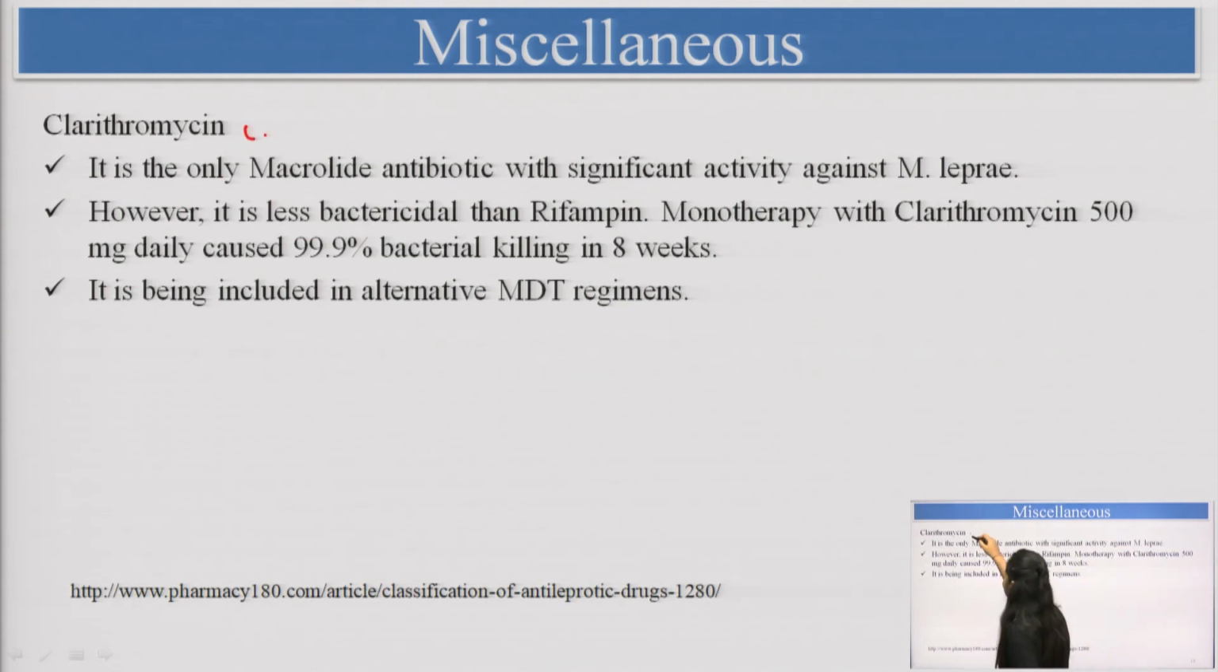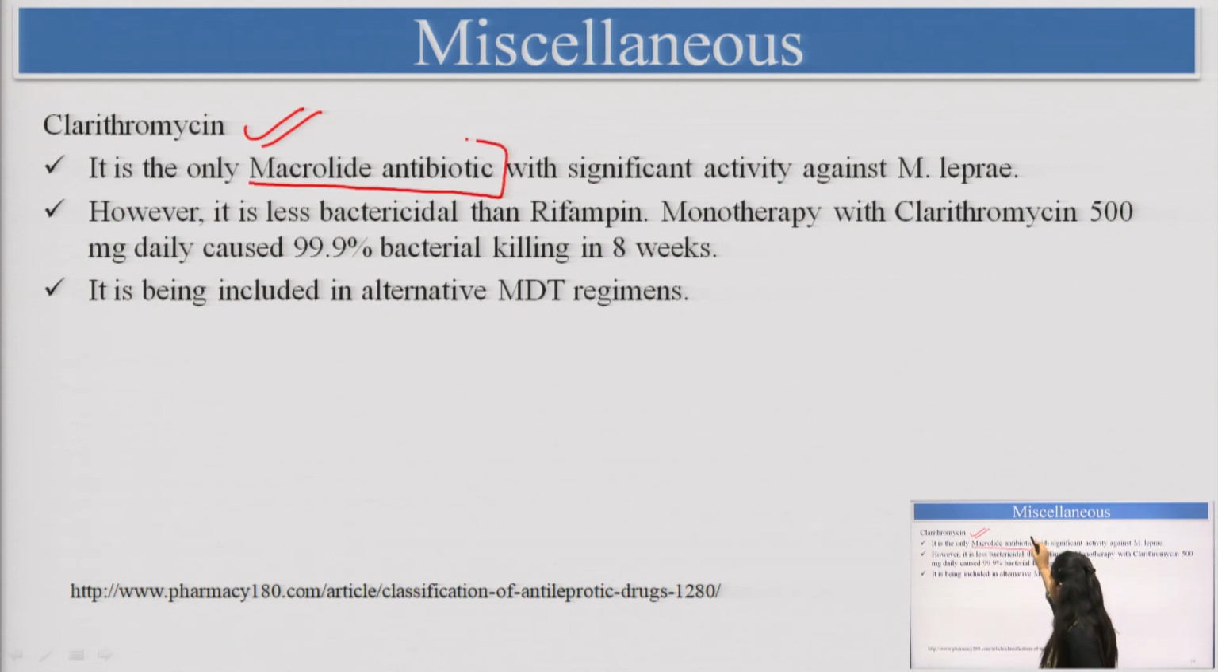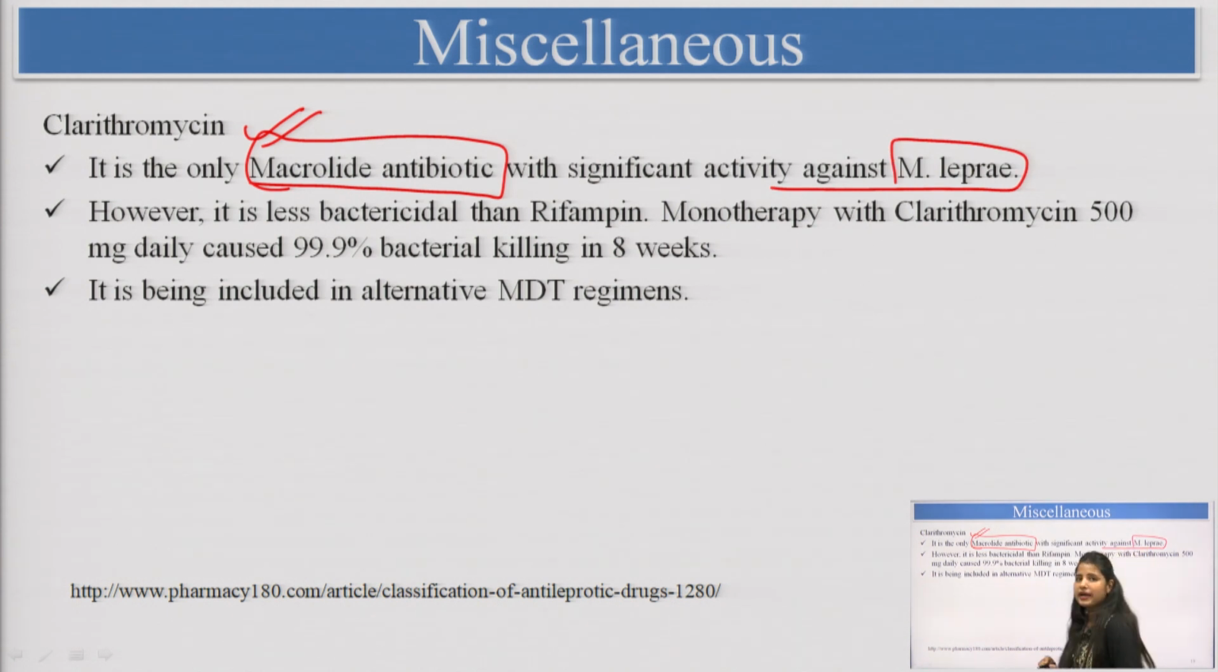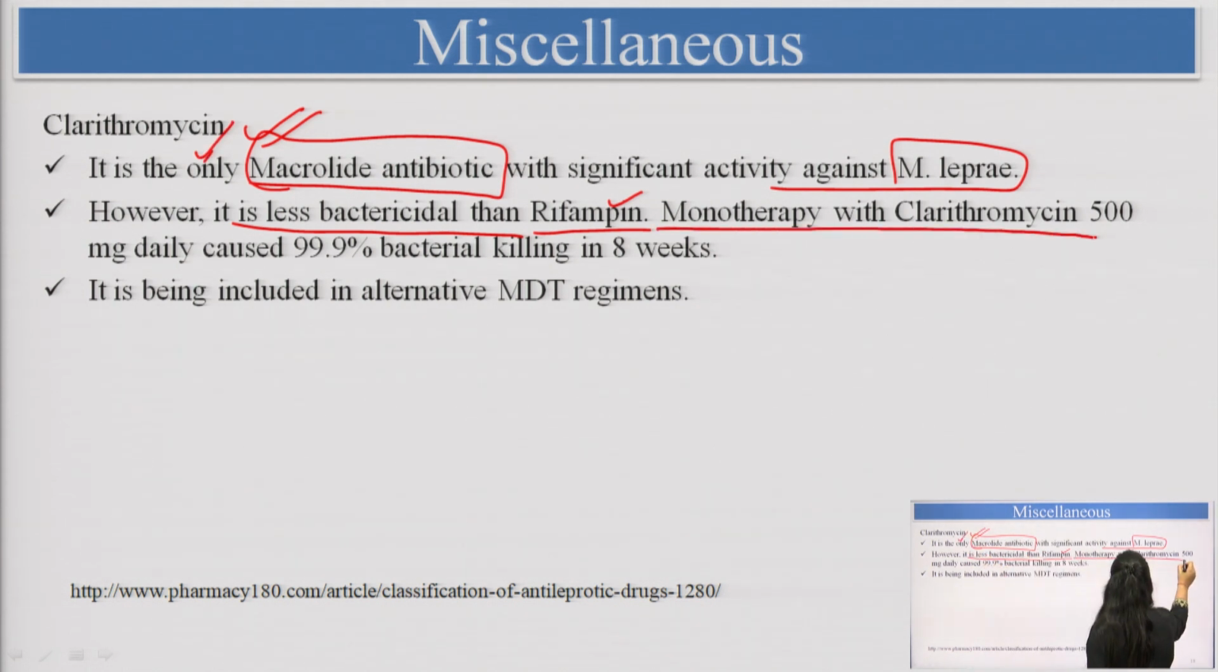Now, clarithromycin. Clarithromycin is the only macrolide antibiotic with significant activity against Mycobacterium leprae. However, it is less bactericidal than rifampicin. So, the first choice is rifampicin, and only if it is not effective, we can prefer clarithromycin. Monotherapy with clarithromycin means prescribing a single drug.